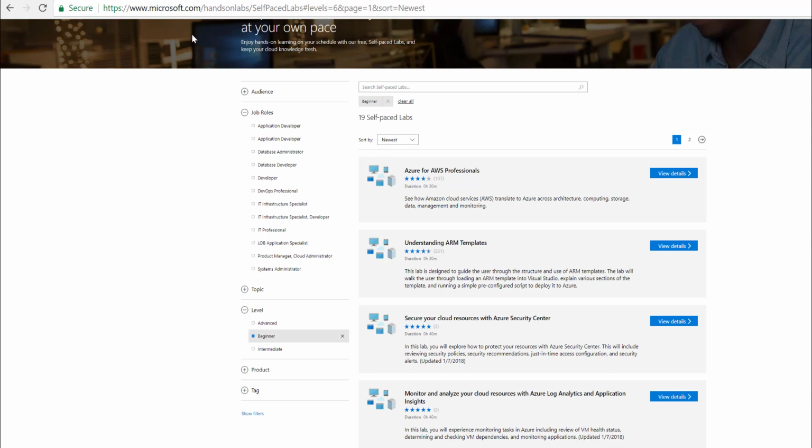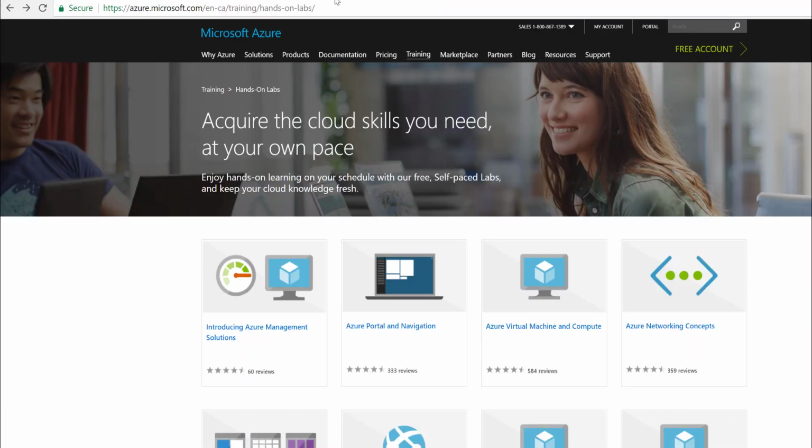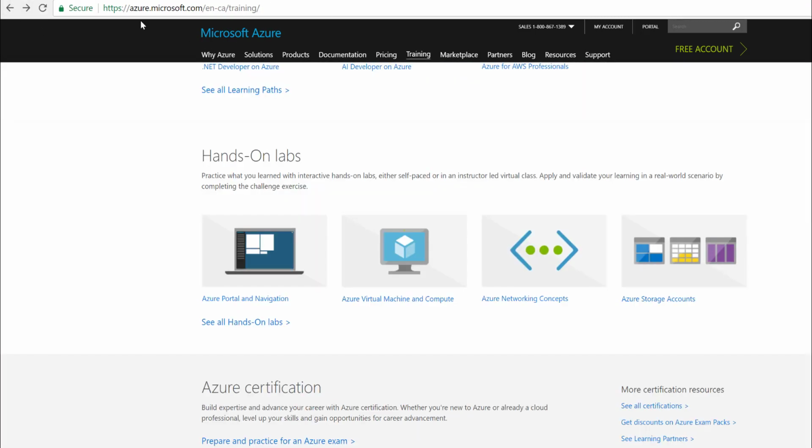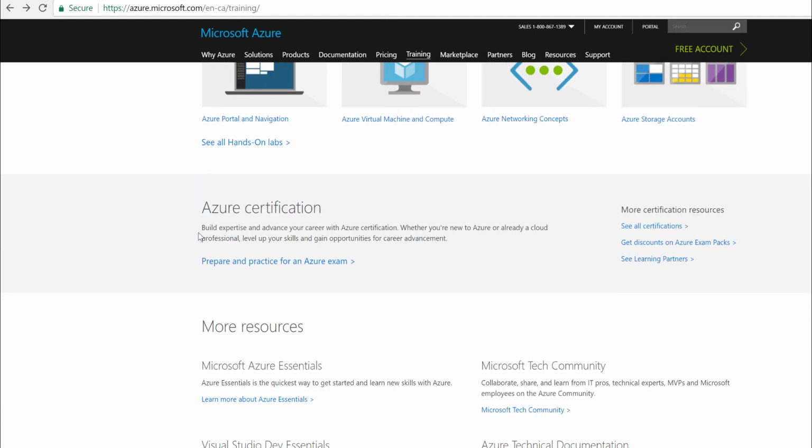So let's go back to where we started. In summary, if you're looking to get your skills up and running on Azure, you need to make this particular page your de facto page, and you've got to start looking at it. On top of that, we also have certification exams, and it gives you more information on how to get you certified. That's for another day.